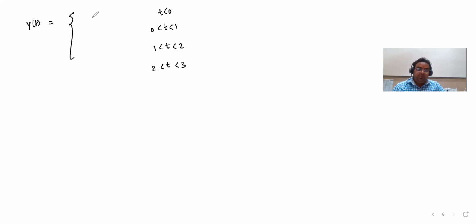So when t is less than 0, we saw that this integration gives us 0. When t was greater than 0 and less than 1, y of t was equal to t. When t was greater than 1 and less than 2, y of t was equal to 1. And when t was greater than 2 and less than 3, y of t was equal to 3 minus t. This is the comprehensive solution, the total value of y of t. Now I will try to plot it.